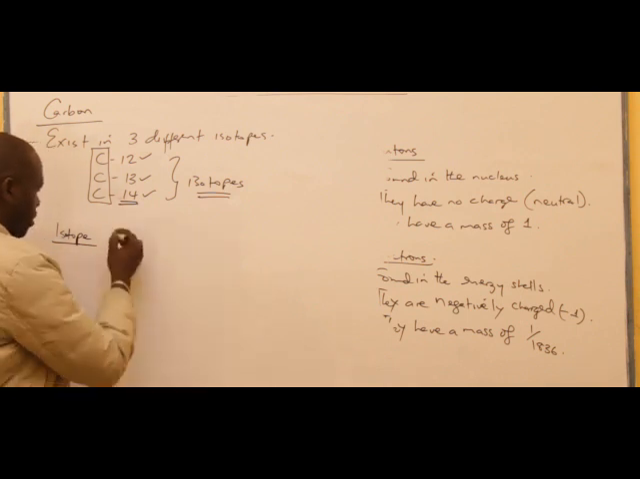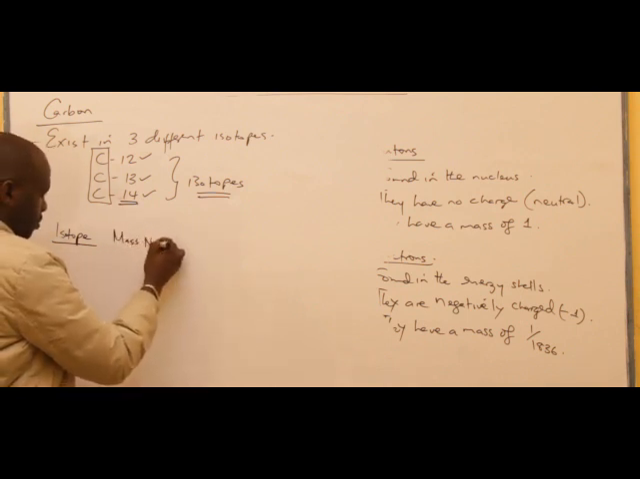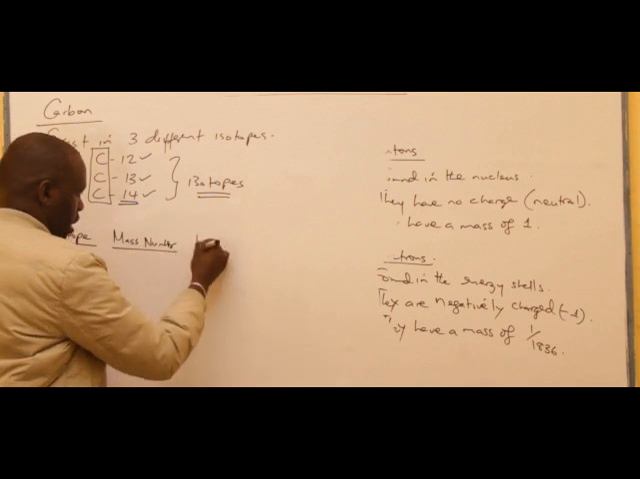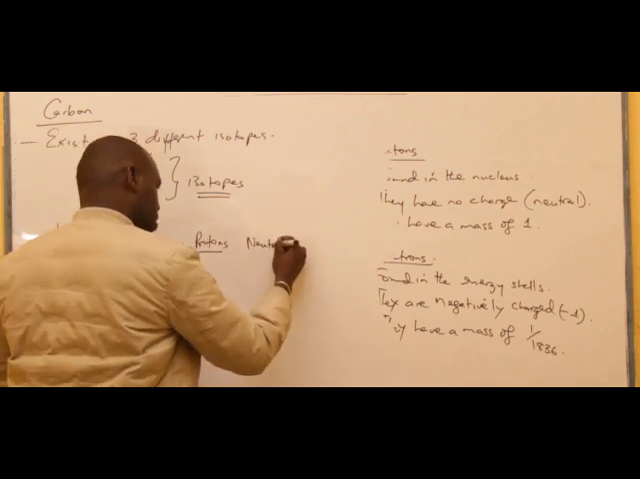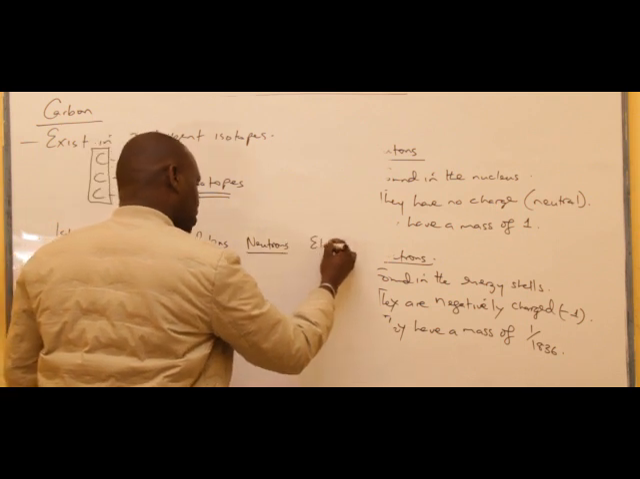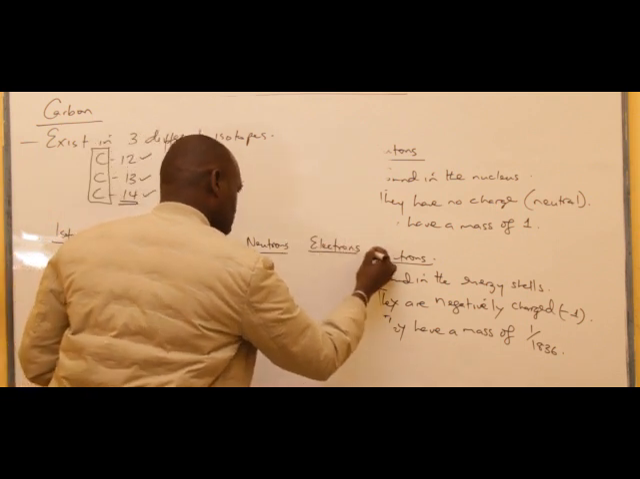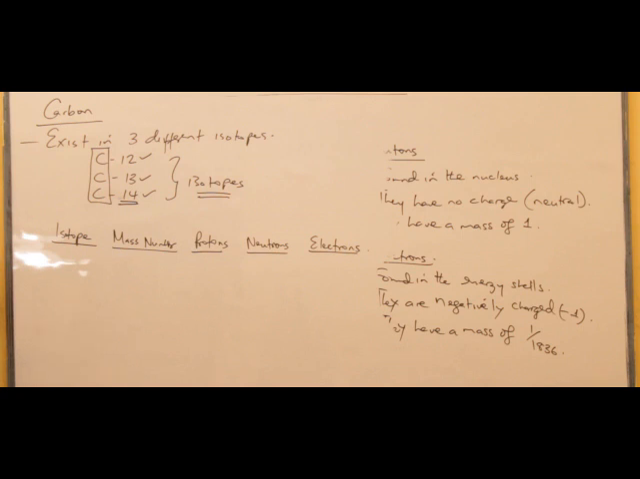In having the isotopes, I can have the mass number, the number of protons, the number of neutrons, and the number of electrons. This helps you to understand it better. So the isotopes in this case are carbon 12, carbon 13, and carbon 14. Those are the three isotopes that we have.